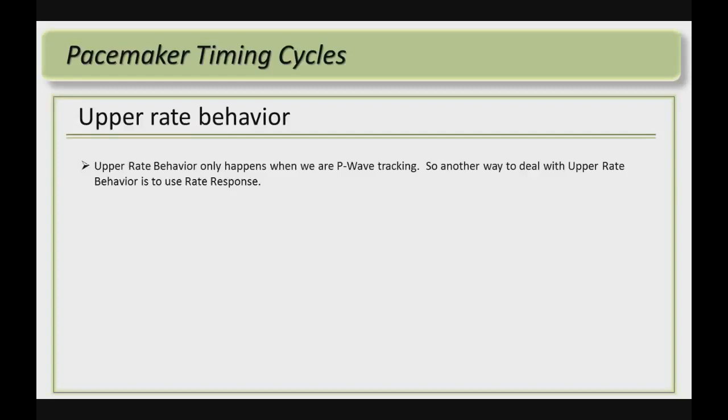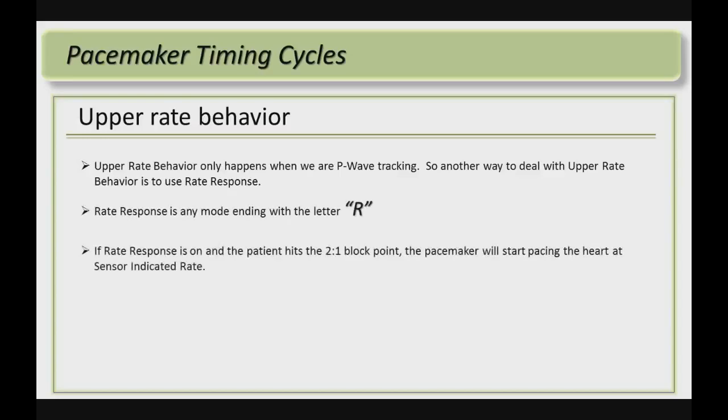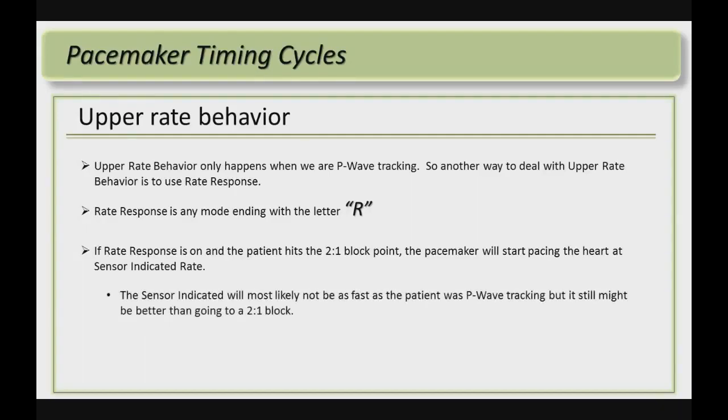Upper rate behavior only happens when we're P-wave tracking, so another way to deal with upper rate behavior is to use rate response. Rate response is any mode ending with the letter R. If rate response is on and the patient hits a 2-to-1 block point, the pacemaker will start pacing the heart at the sensor indicated rate. On a side note, the sensor indicated rate will most likely not be as fast as the patient was P-wave tracking, but it still might be better than going to 2-to-1 block.